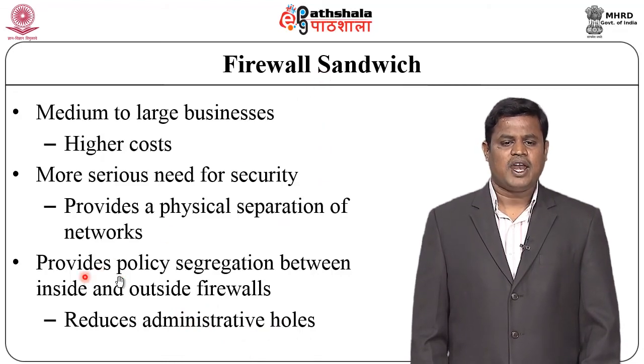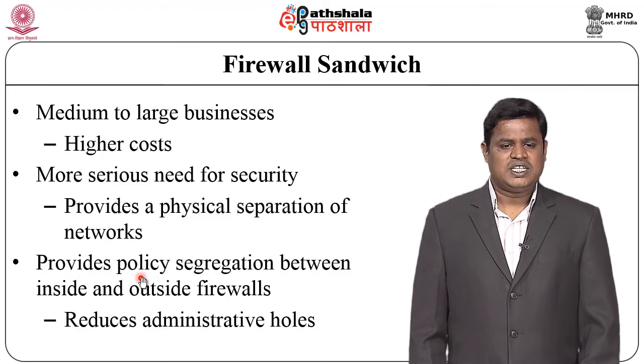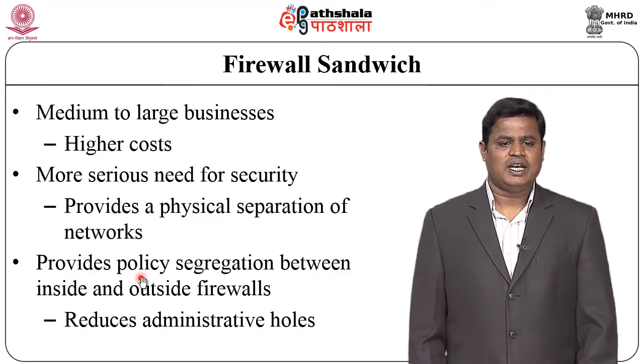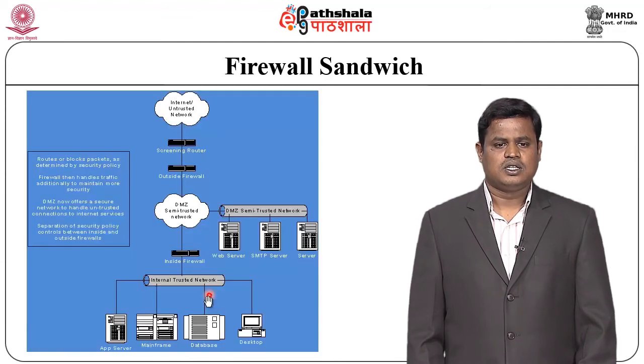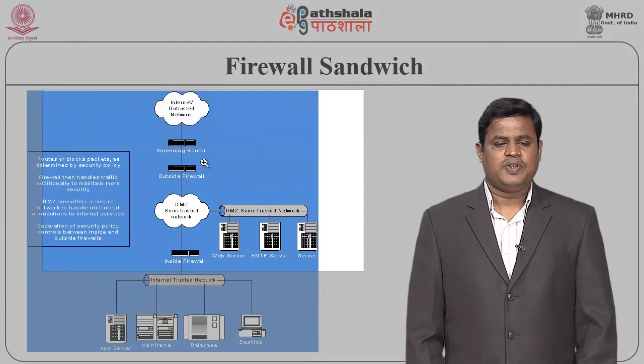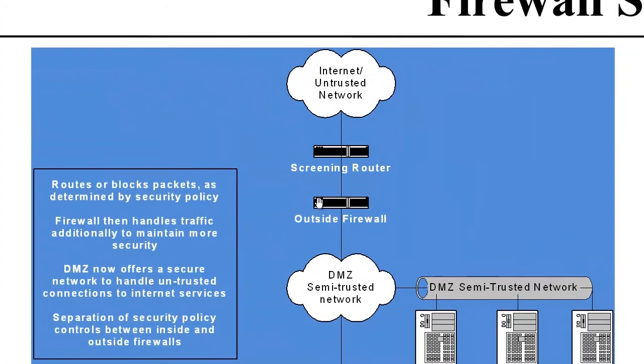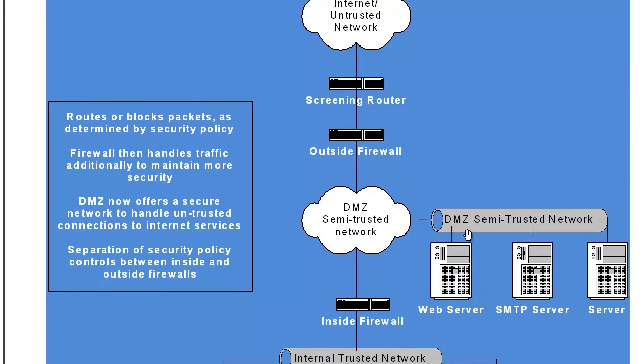So, here it is providing policy segregation between inside and outside of firewall. So, let us see how it is providing this. As we know, in the multi-leg we have screening and a firewall, and demilitarized and trusted zones are there, but here we have two firewalls, one for inside, another one for outside.